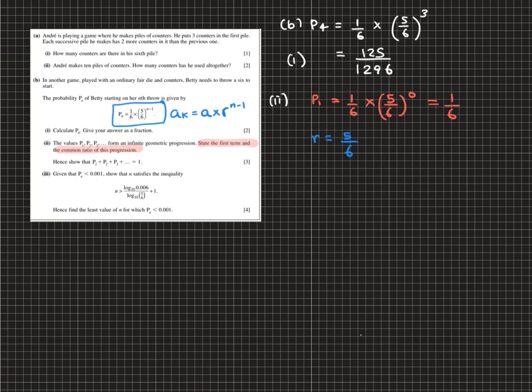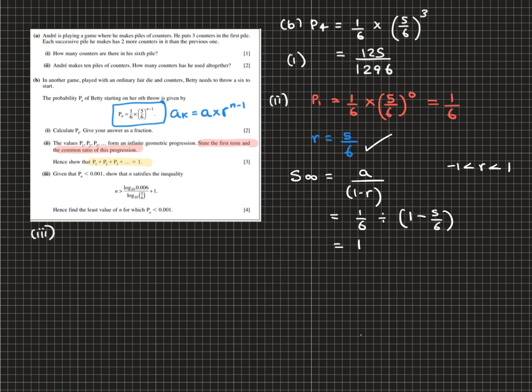Now, hence show that the sum of infinite terms is equal to 1. So S infinity. Now remember the formula for this, S infinity equals a over 1 minus r. The sum to infinity only exists if the geometric progression converges, i.e. if r is between 1 and minus 1, which it is. So let's substitute in, so that's 1/6 divided by 1 take away 5/6, which we can see very clearly comes to an answer of 1.